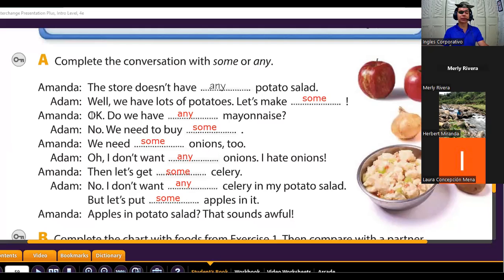Well, we have lots of potato. Let's make some. Okay, do we have any mayonnaise? Mayonnaise? No, we need to buy some. We need some onions too? Oh, I don't want any onions. Then let's get some celery. No, I don't want any celery in my potato salad. But let's put some apple in it. Apple in potato salad. That sounds awful.